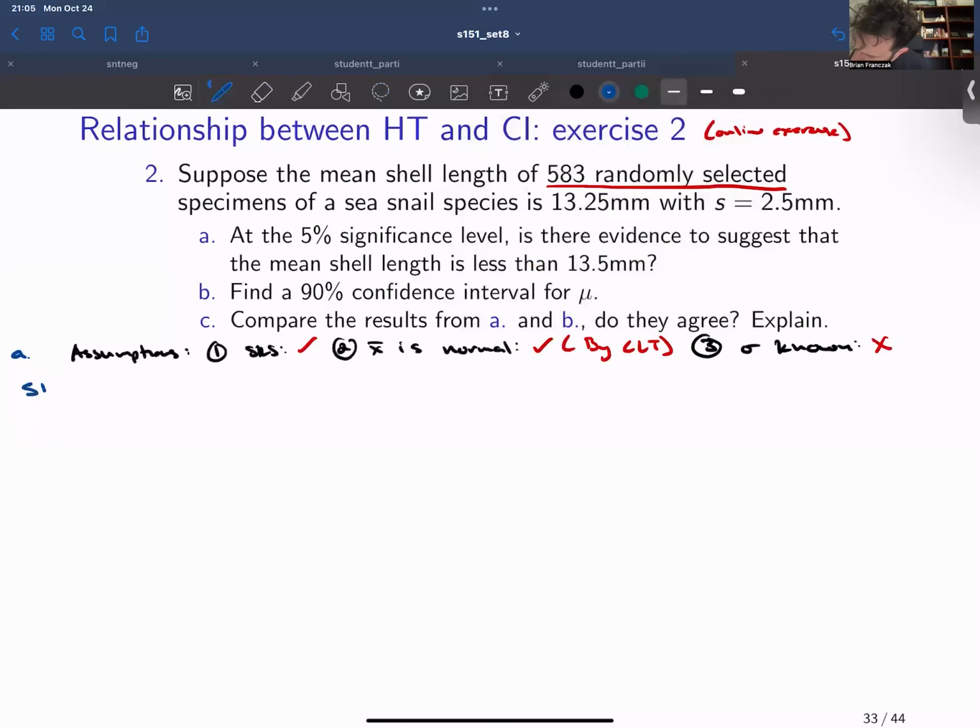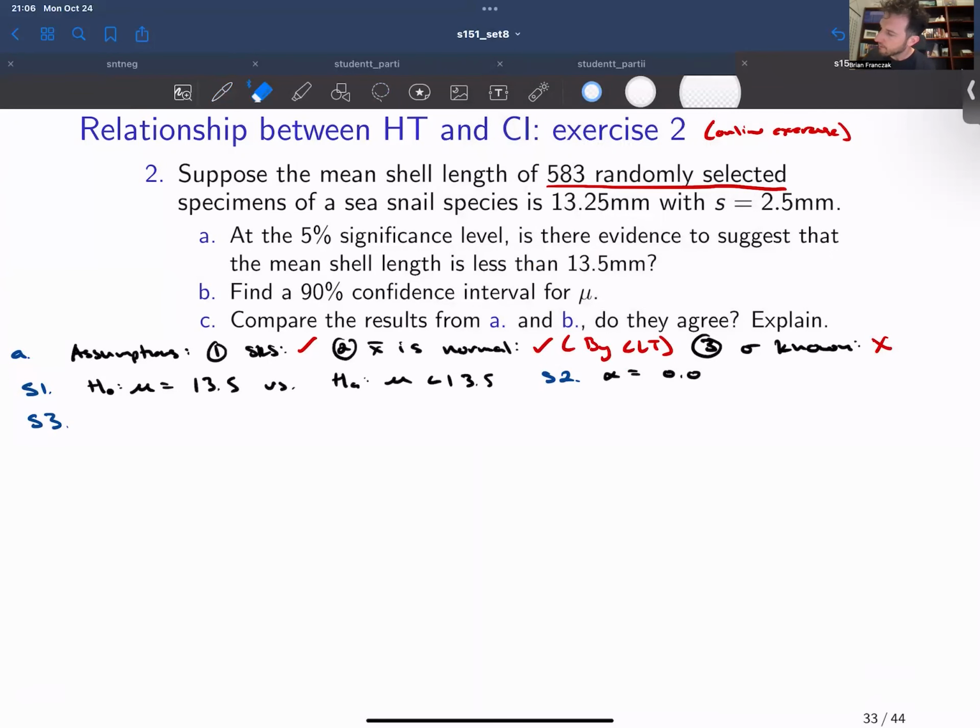On step 1, we want to test if there's evidence that the shell length is less than 13.5. So our null hypothesis will be mu equals 13.5 versus the alternative mu is less than 13.5. On step 2, we give our significance level. We want to test at the 5% significance level, so alpha is 0.05.